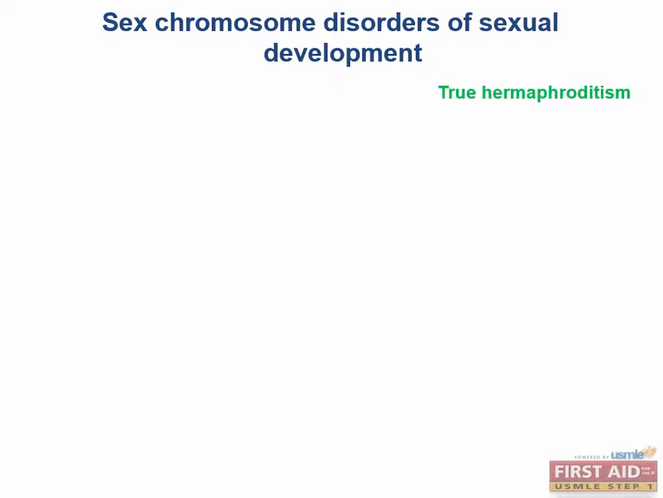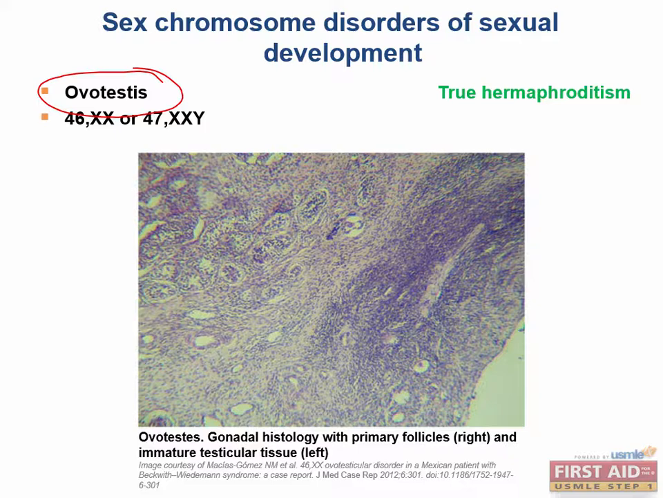So, true hermaphrodites are rare and have both ovaries and testicular tissues, otherwise known as ovotestes. As you can see on the right, there are some primordial follicles over here, while over here on the left you can see some immature seminiferous tubules. Because of this, they have ambiguous external genitalia.